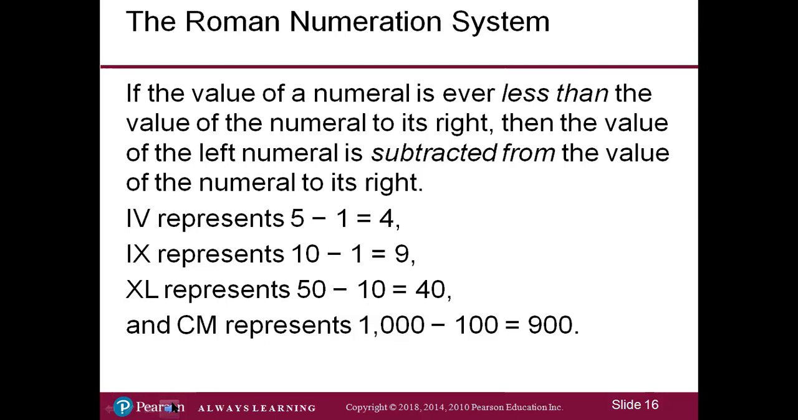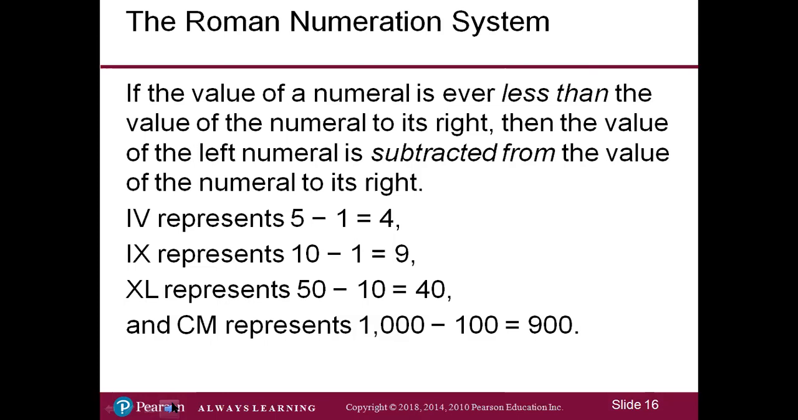If the value of the numeral is ever less than the value of the numeral to its right, so if you're reading from left to right and you have a small numeral that then goes to a bigger numeral, then the value of the left numeral is subtracted from the value of the numeral to its right. For example, IV, the I is less than the V. So this symbol represents 5 minus 1, which is 4. IX represents 10 minus 1.